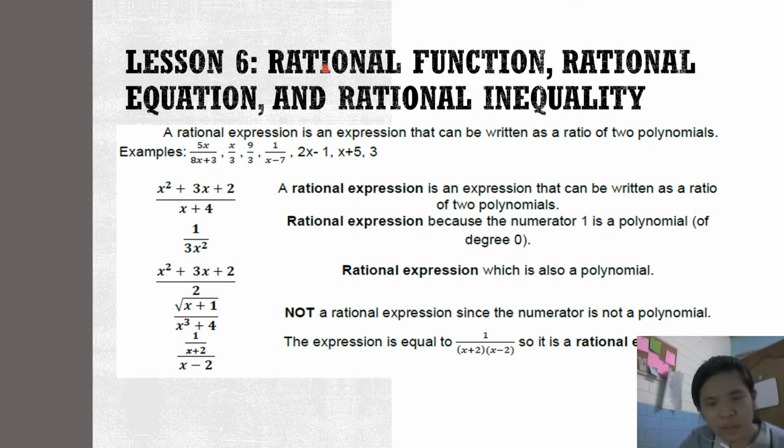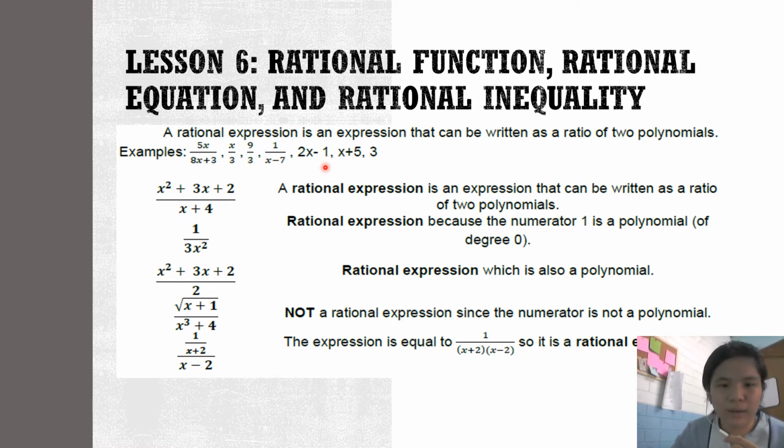So, let's now proceed to rational function, rational equation, and rational inequality. Ano nga ba yung pinagkaiba nila? So, rational expression muna. Rational expression is an expression that can be written as a ratio of two polynomials. Example: 5x over 8x plus 3, x over 3, 9 over 3, 1 over x minus 7, 2x minus 1.